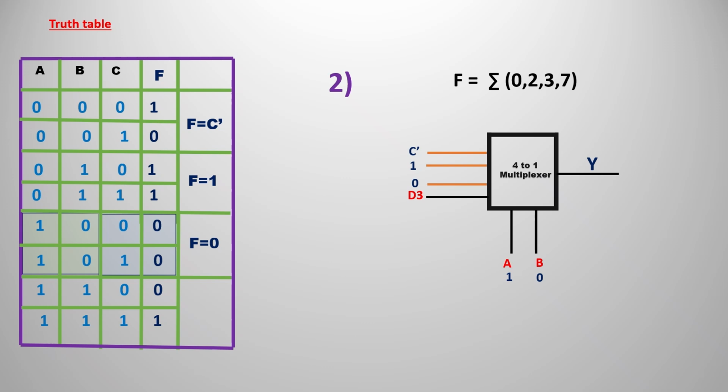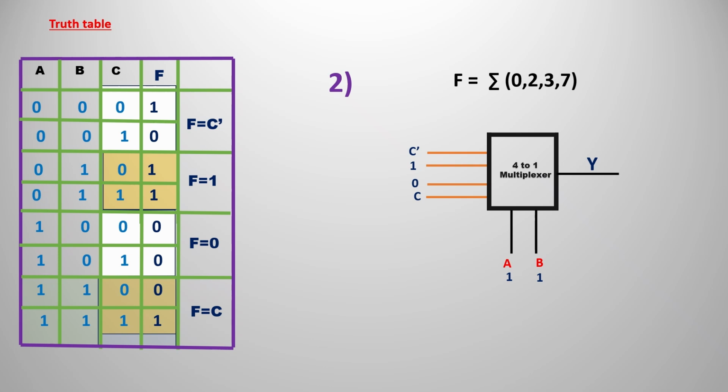In the first case, F and C had some similarity, so that's why we took F equal to C bar. If F and C are the same, then F is equal to C, and that condition we can take. But in this case F is only 0, so that is the condition we are going to follow, that F is equal to 0. That means in this case D2 is equal to 0 when AB is 1 0.